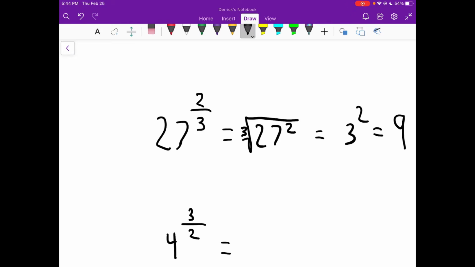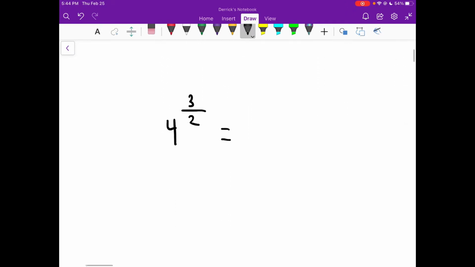Or maybe to show you a better one that might be easier to do off the top of your head, let's say it was 4 to the 3/2. So we wanted to express that in radical form. Well, 4 is the base. 3, being the numerator, would represent the type of exponent. 2, being the denominator, would represent the type of radical.